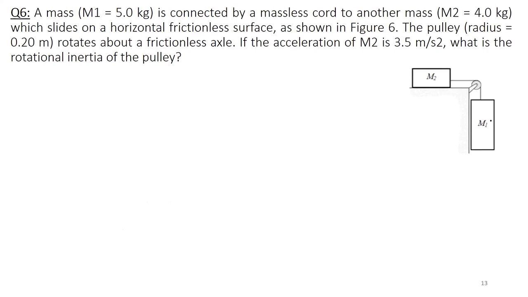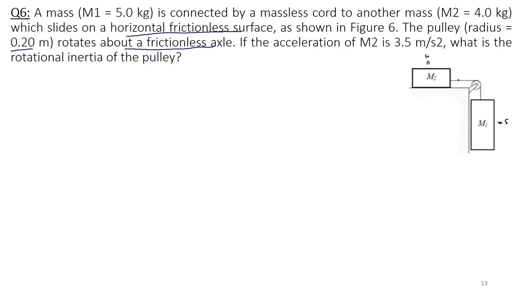Okay, so let's look at this problem here. I have M1, 5 kilogram, and M2 is equal to 4 kilogram. M2 is on a horizontal frictionless surface, as shown in the figure below. The pulley, I give you the radius of the pulley. It rotates about a frictionless axle. Now, if the acceleration of M2 is 3.5 meters per second square, what is the moment of inertia of the pulley? It's the same problem.